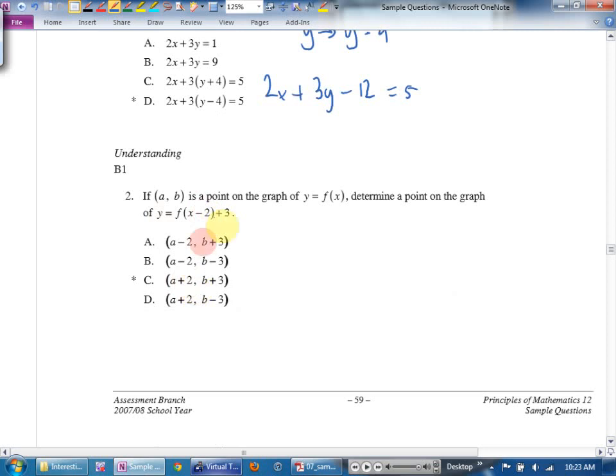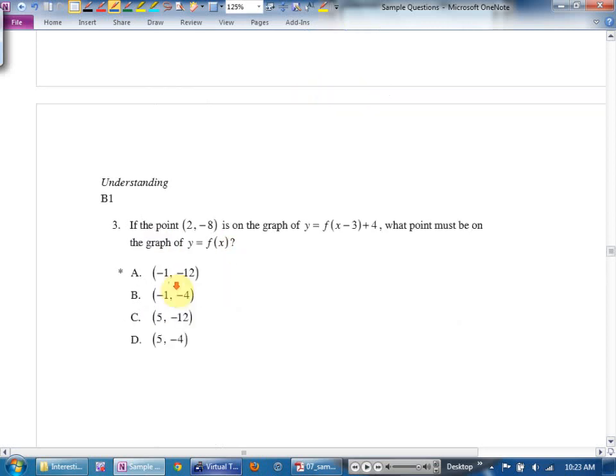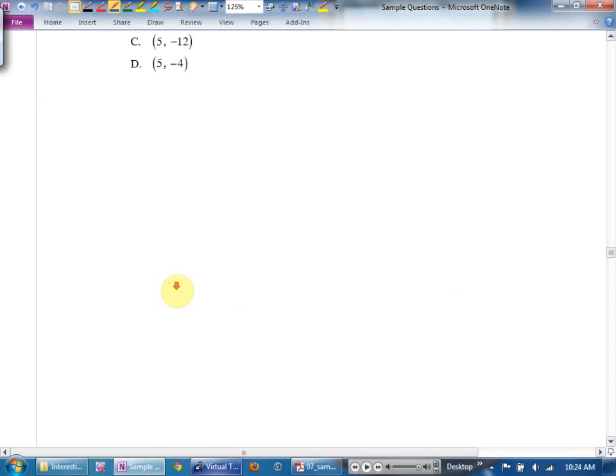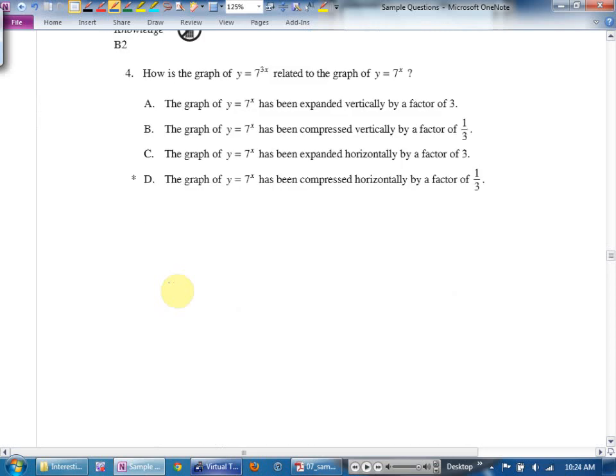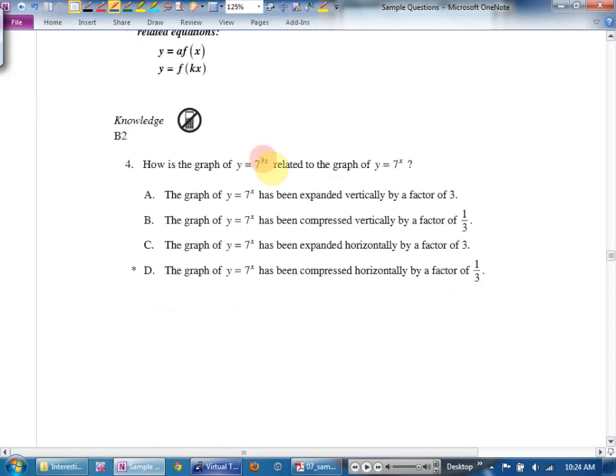How is this graph related to that graph? Looks like we replaced the x with a 3x. Horizontal or vertical? Horizontal. Expansion by 3, compression by a third. Which one? Compression by a third, because it's next to the x where it belongs. And everything's backwards. I don't know what's going on with some of the weird glitches here.